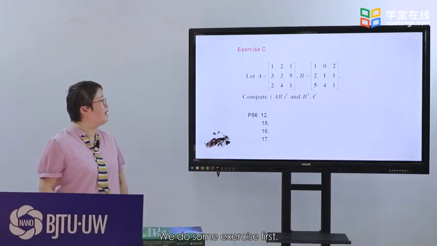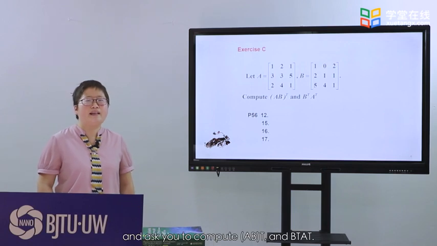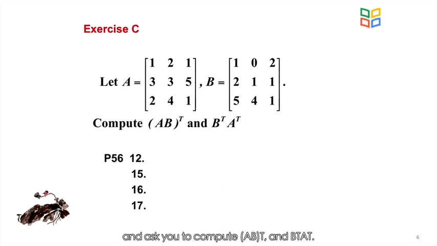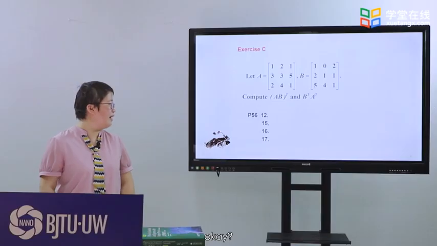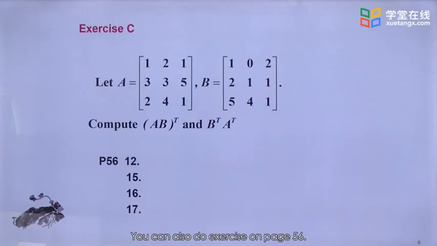We do some exercise first. Given A and B, both 3 by 3 matrices, you are asked to compute (AB)^T and B^T times A^T. You can do it by yourself, and later you can check that it is really true that (AB)^T equals B^T times A^T. Okay, and you can also do the exercise on page 56.